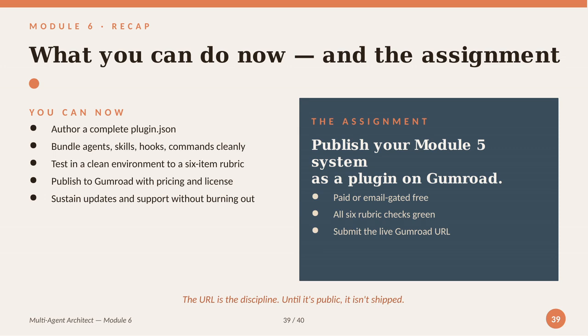The assignment for Module 6. Publish your Module 5 system as a plugin on Gumroad. Paid product or email-gated free, your choice. All 6 rubric checks green before you publish. Submit the live Gumroad URL. The URL is the discipline.